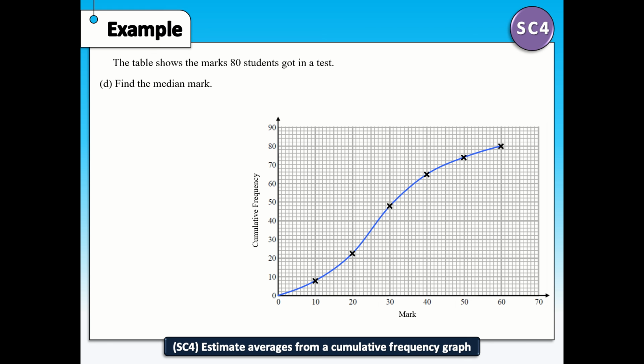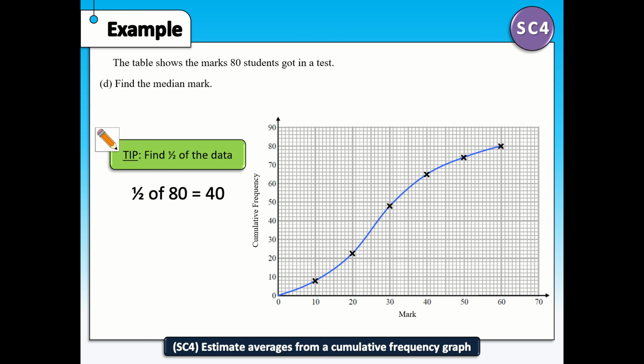So we want to find the median mark, and the median is the middle. So if there are 80 students, it's going to be the 40th student, because that's the person in the middle, that gives us the median mark. So we want the 40th student. So we go across from 40 in the cumulative frequency this time, and then we go down and we read off the mark. So the 40th student got approximately 27 marks. So the median is 27.